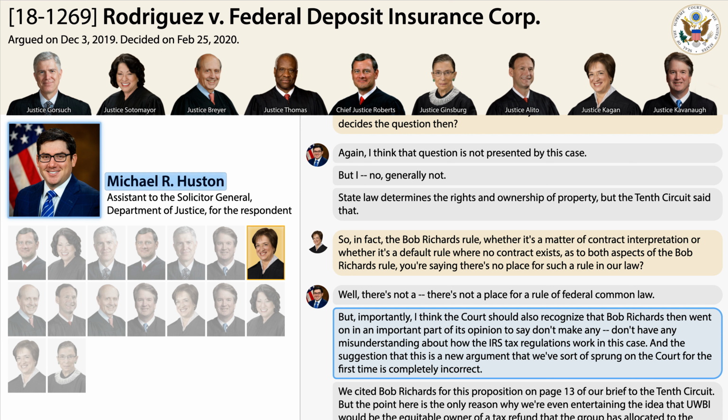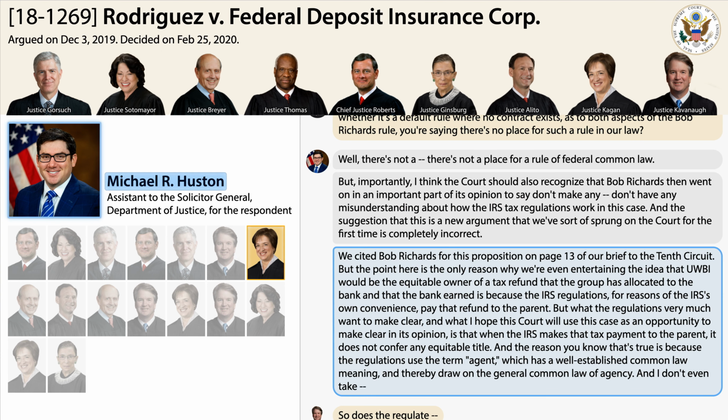And the suggestion that this is a new argument that we've sort of sprung on the court for the first time is completely incorrect. We cited Bob Richards for this proposition on page 13 of our brief to the 10th Circuit. But the point here is the only reason why we're even entertaining the idea that UWBI would be the equitable owner of a tax refund that the group has allocated to the bank and that the bank earned is because the IRS regulations, for reasons of the IRS's own convenience, pay that refund to the parent.